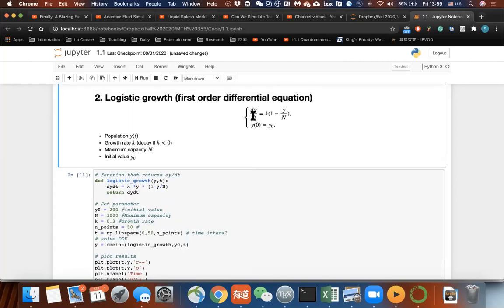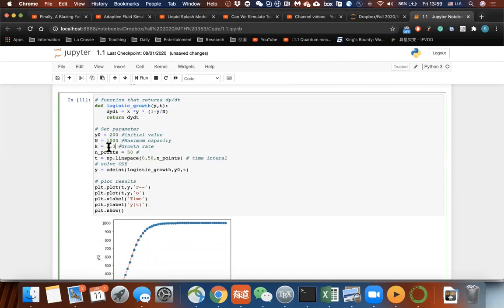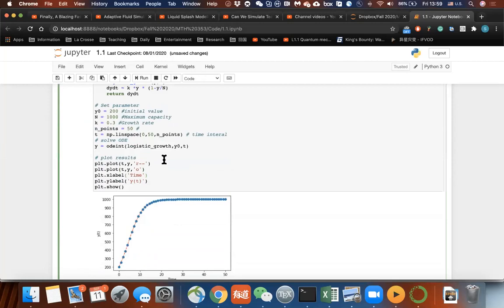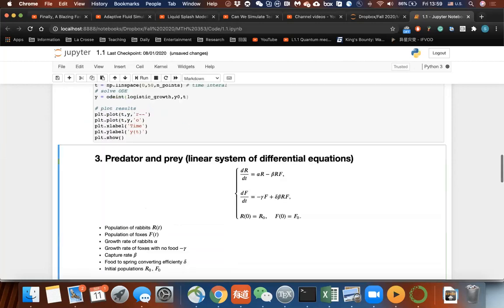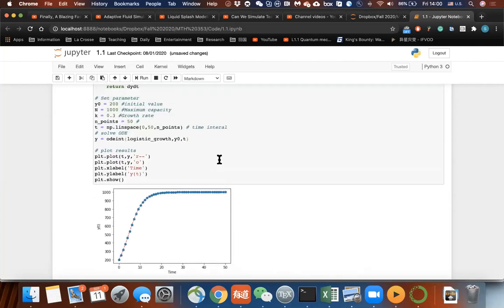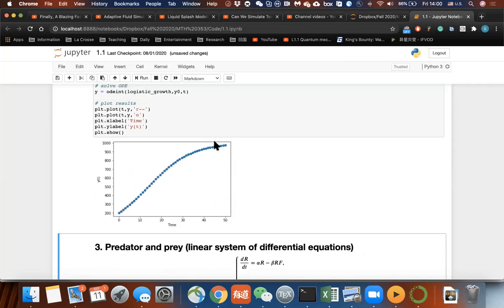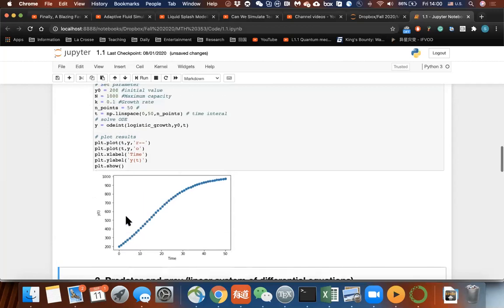Now, here's the second thing. dy over dt equals k times, that's the logistic growth. Let's set the capacity to be 1,000. Let's start with 200 people, and let's grow at a rate of 0.3. Let's take 50 points. That's what we got. Now with the same thing, let's change the increasing rate to be 0.1. You can see eventually this one should still reach 1,000. This time just slower because you have a slower growth rate. Still okay?